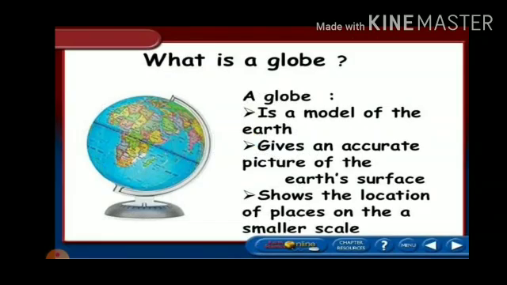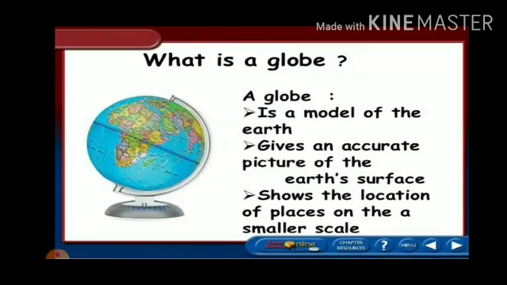First of all, we will know about a globe. So what is a globe? A globe is a small replica of the earth. It shows all the continents, countries and water bodies that exist on our planet and how far or close they are from each other. So a globe is a model of the earth. It gives an accurate picture of the earth's surface, and shows the location of places on a smaller scale.